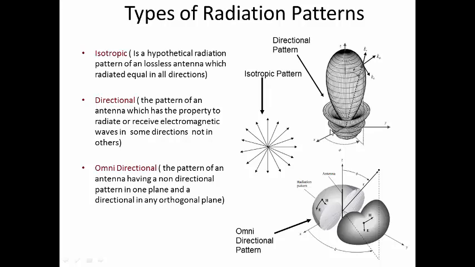The next category is the omnidirectional antennas, in which your antenna is radiating equal power in a plane. If you see this picture on the right hand side, at the lower left hand side, you will see a radiation pattern. If you take the cross-sectional view, you will see a figure 8 structure. That means it is radiating in the X and Y axes, and not in the Z axis. This type of radiation pattern is known as omnidirectional radiation pattern.